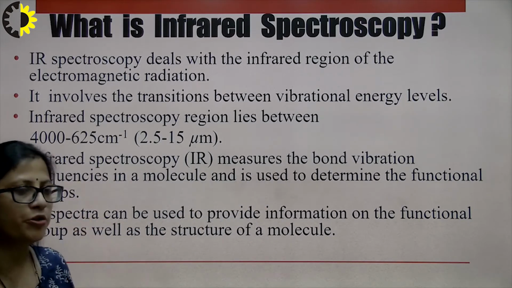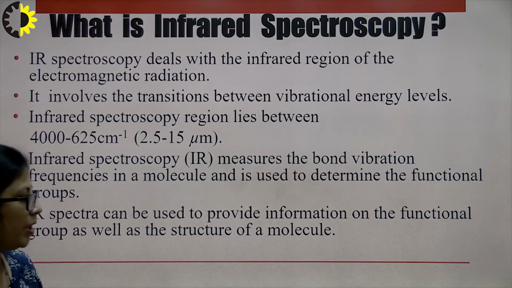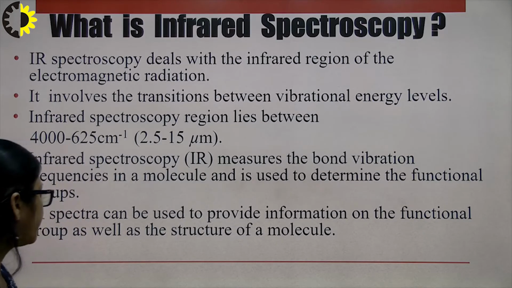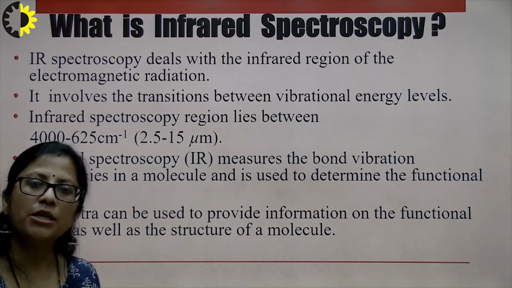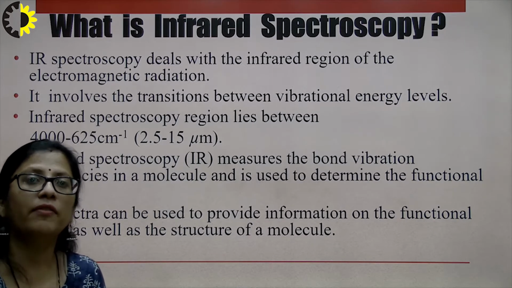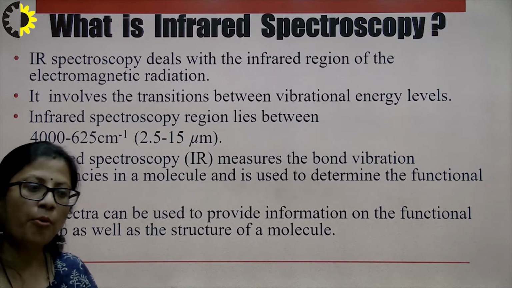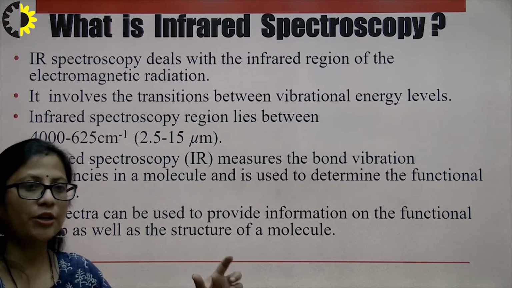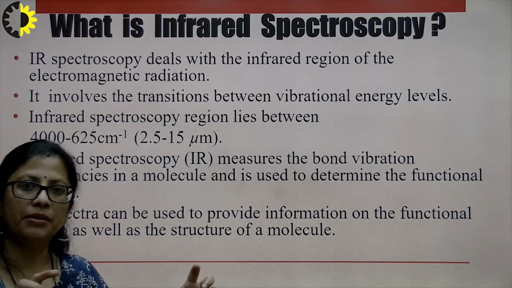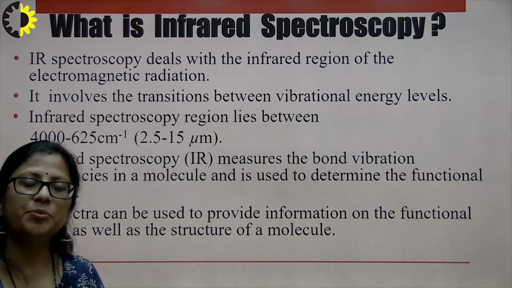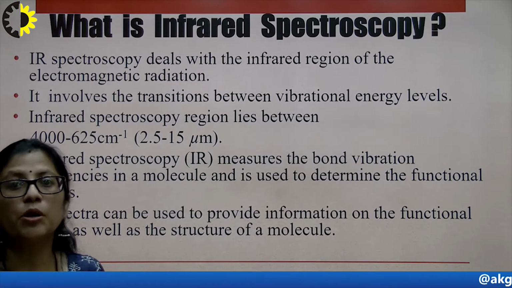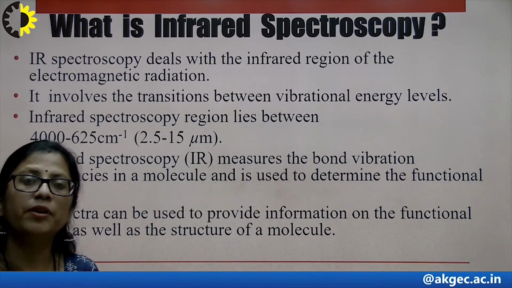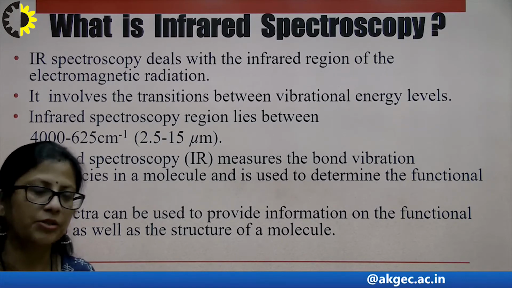The IR spectra can be used to provide information on the functional groups as well as the structure of the molecule, because in the functional groups generally we have a heteroatom. So, a bond between oxygen, nitrogen and the carbon, since there is difference between the electronegativities, the bond stretching frequencies will also be different, or they are going to be very clear in the IR spectra.